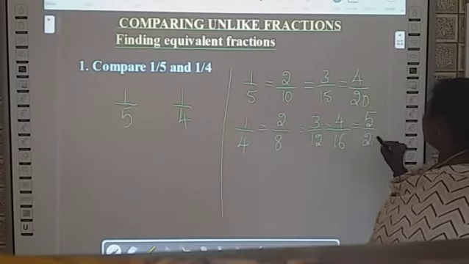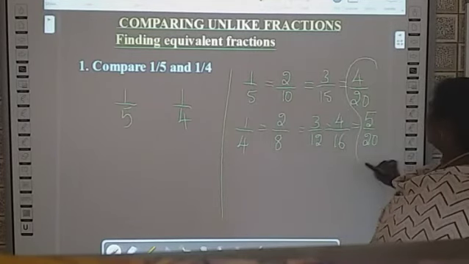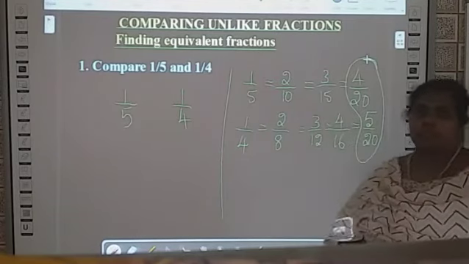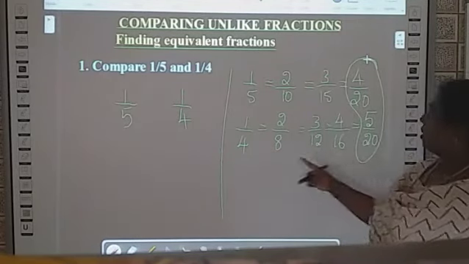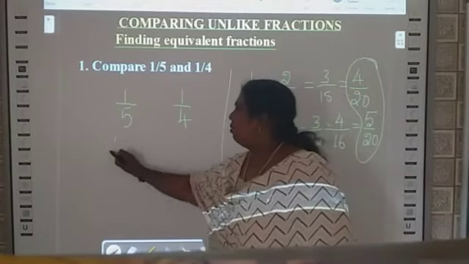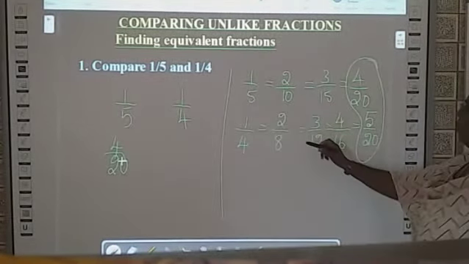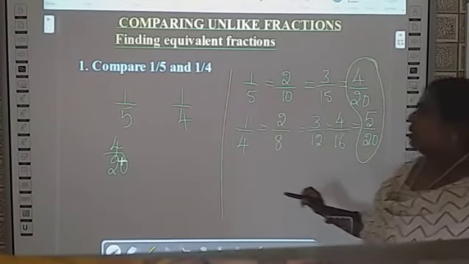20. Now you check these two fractions here: 4 by 20, 5 by 20. So the first one, 1 by 5, has the equivalent fraction 4 by 20. Then here 1 by 4 has 5 by 20.